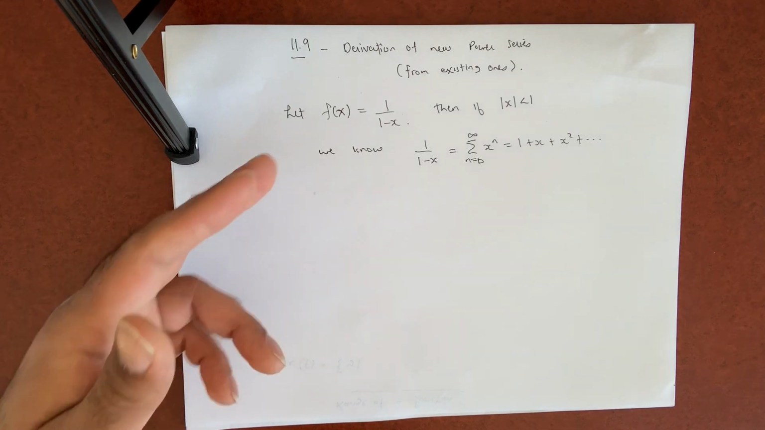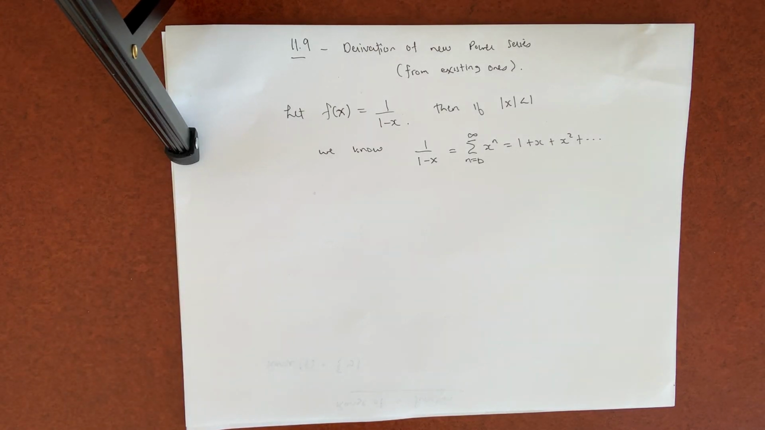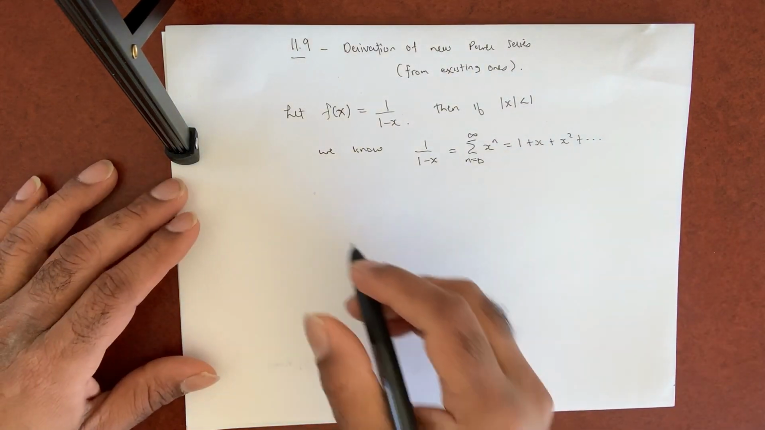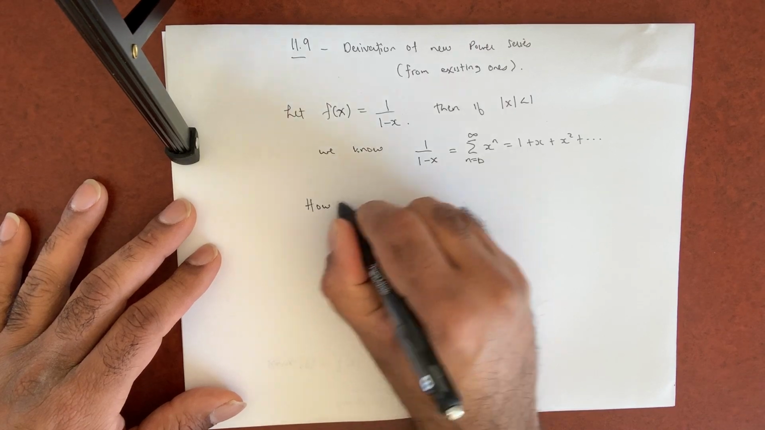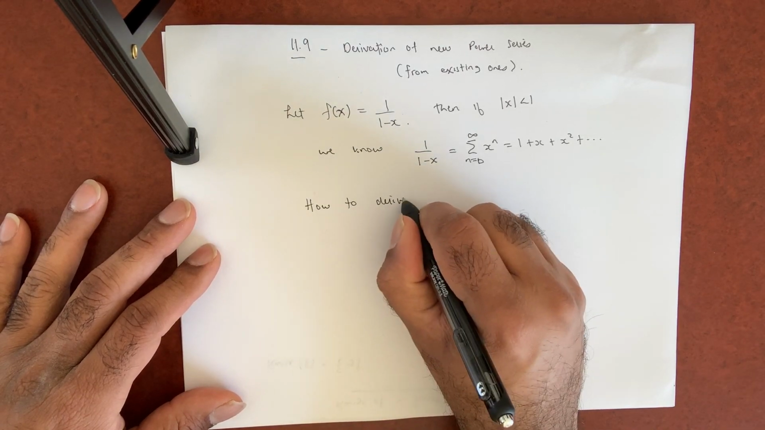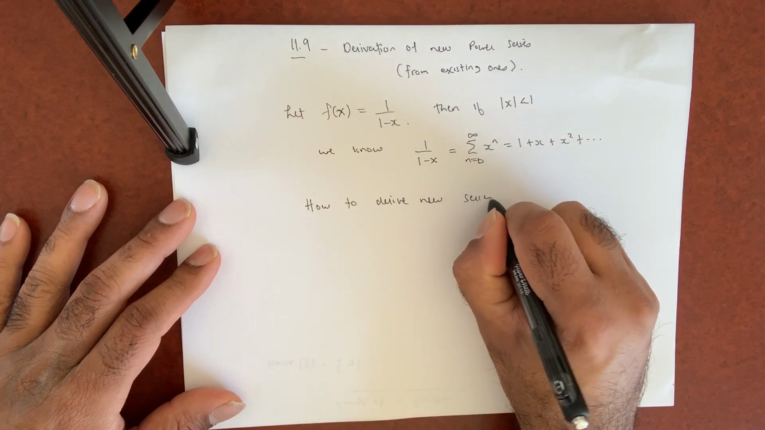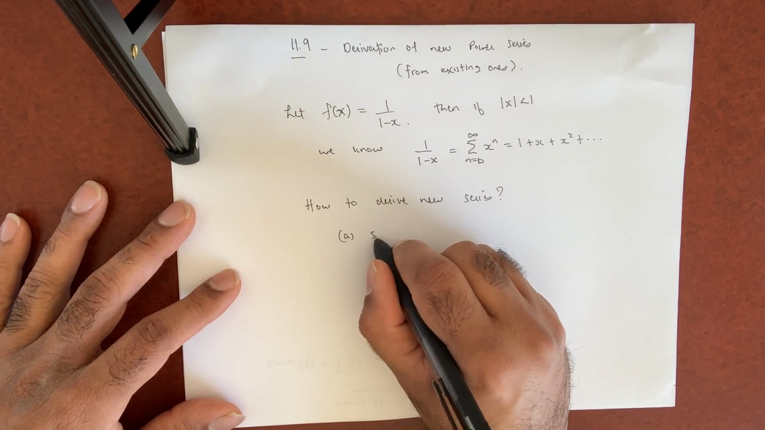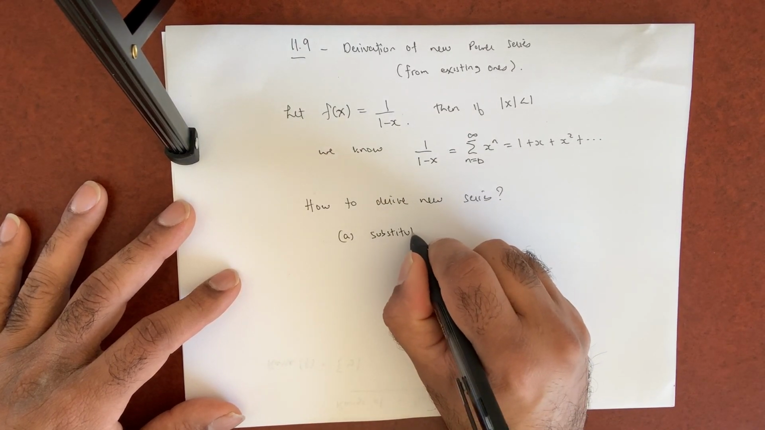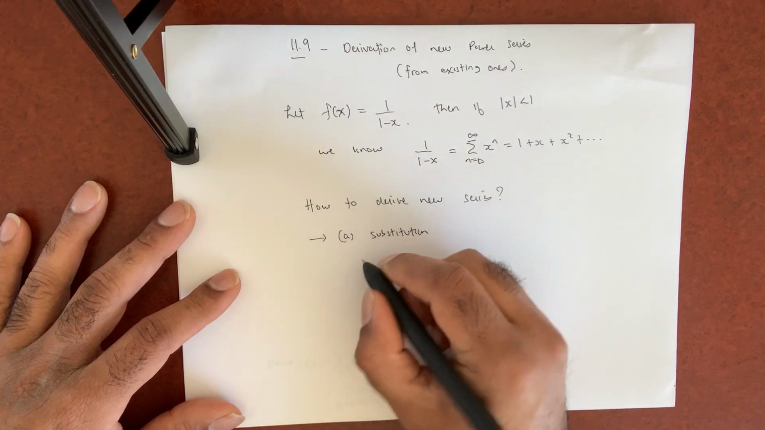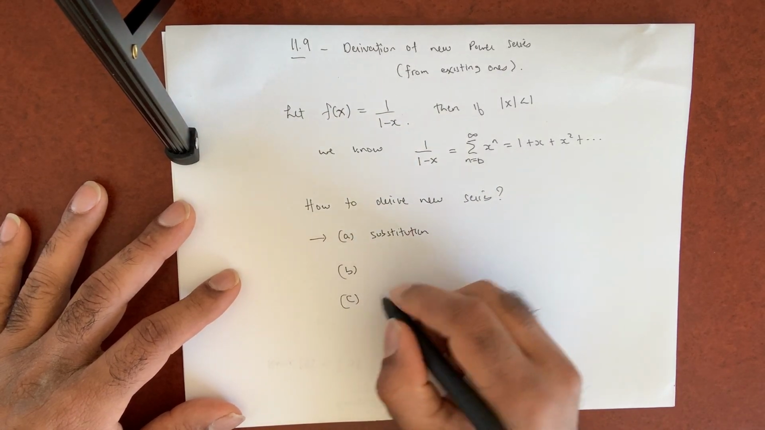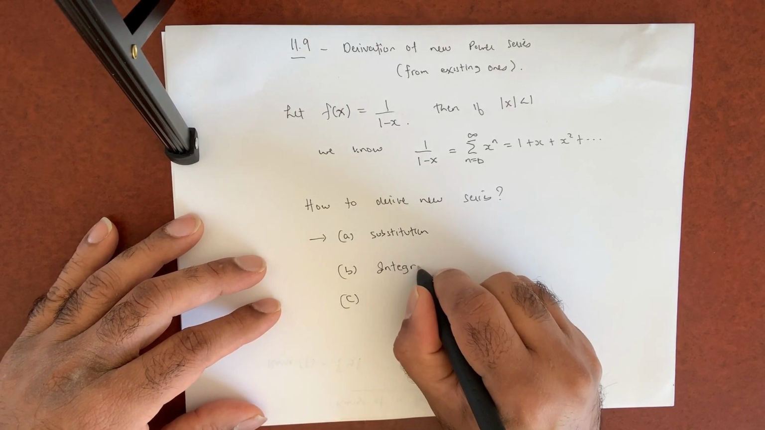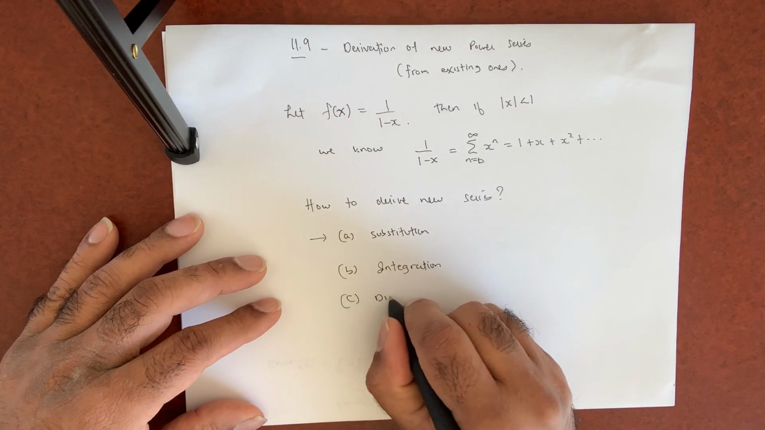There is also, like I said, a way to get these from scratch. We'll see that in 11.10. But for now, we're just going to use this fact to derive new series. So the question is how to derive new series. And so there are three ways to do it. One is with substitution. That's what we're going to focus on in this video. In the next video, we'll get into the two other parts, which are by integration and by differentiation.